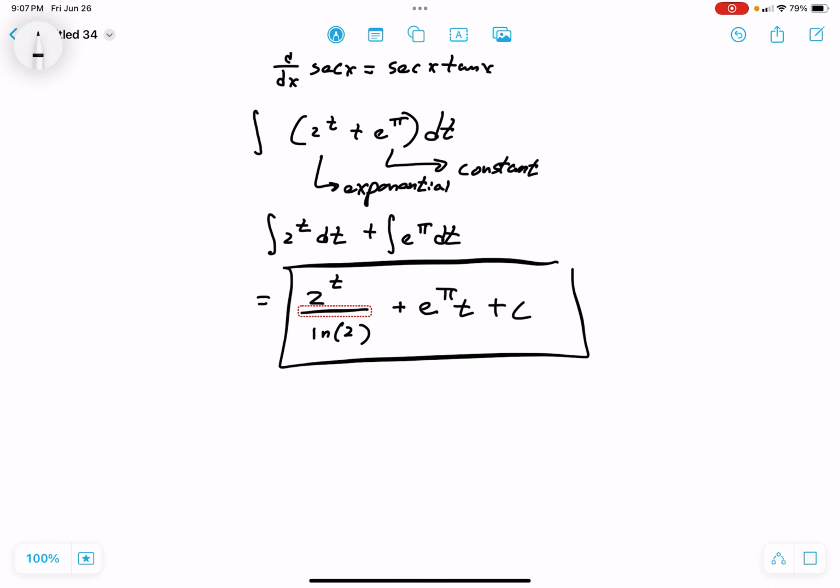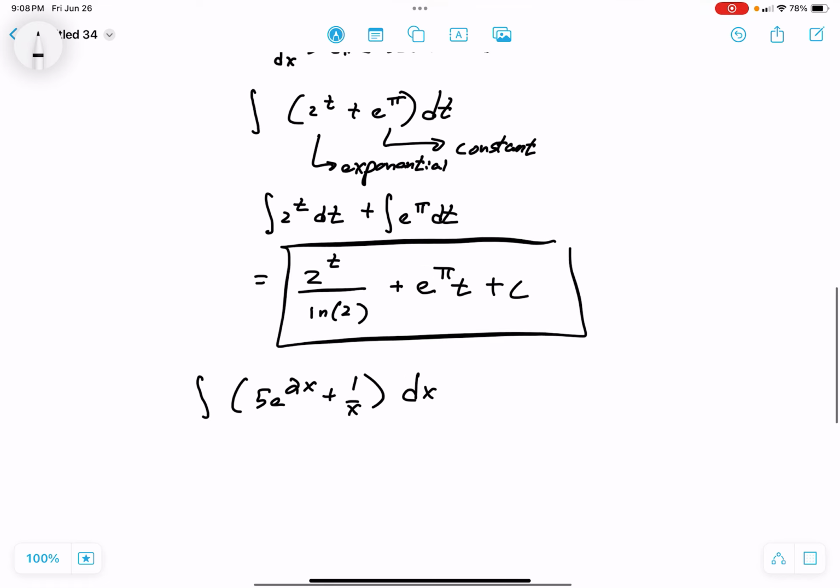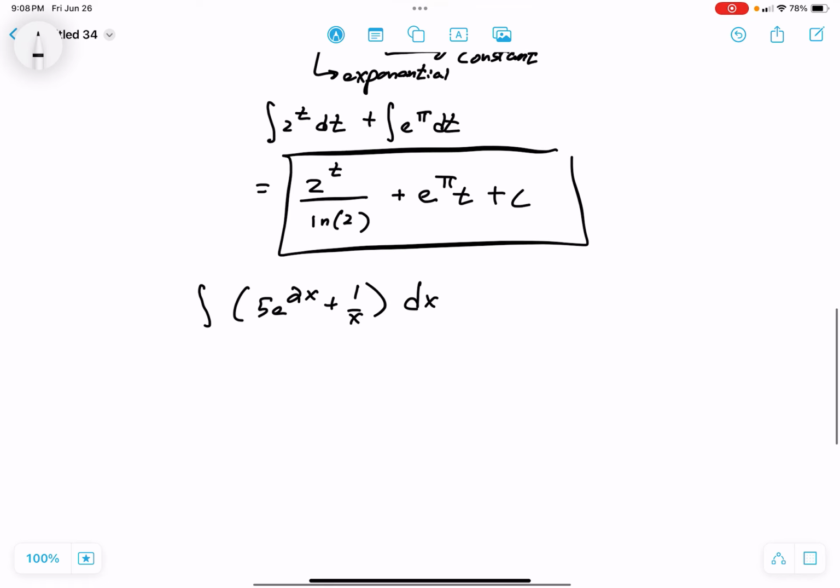Now, the third one that I want to talk about is the integral of 5e to the 2x plus 1 over x dx. Well, firstly, let's break this up. So I have the integral of 5e to the 2x dx plus the integral of 1 over x dx.